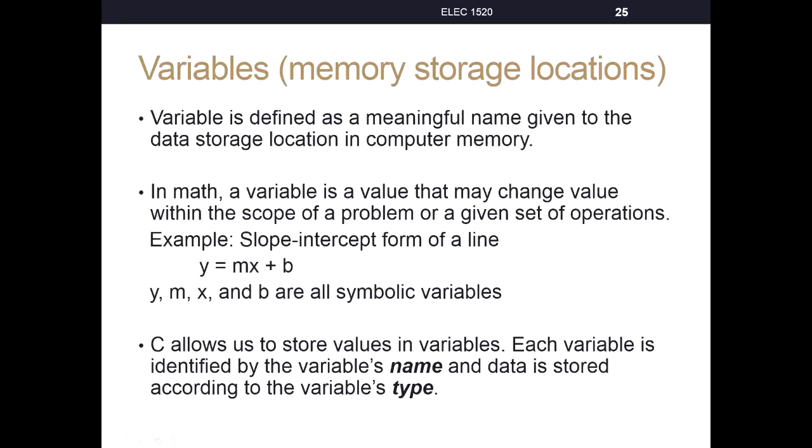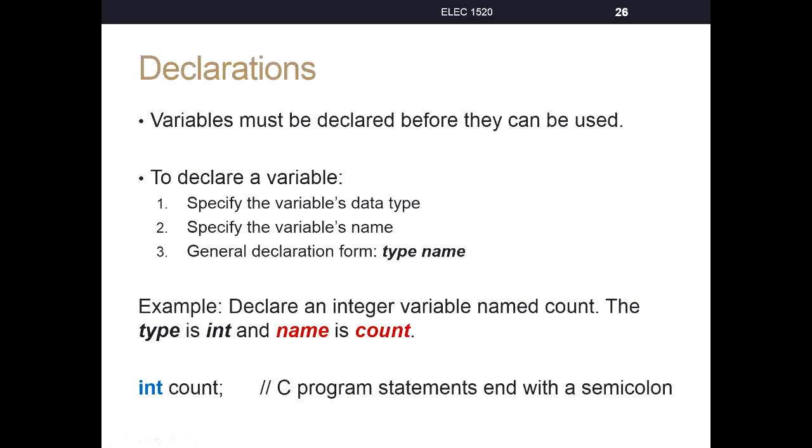When we declare a variable, we're going to give it a data type, and we're also going to identify the variable by name. Well, we say then, for declarations, that we have to declare a variable before we can use it. In order to declare a variable, we want to specify the data type and the name. So the general form is type and name.